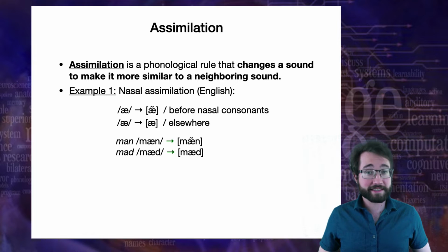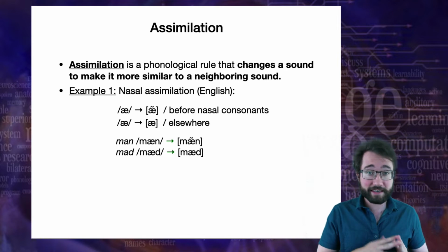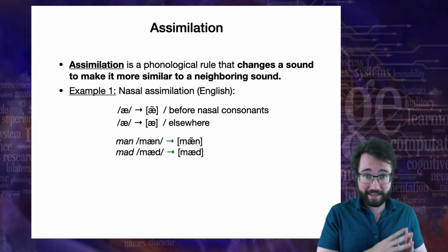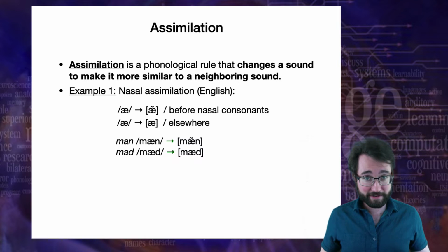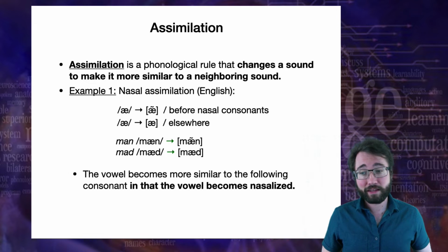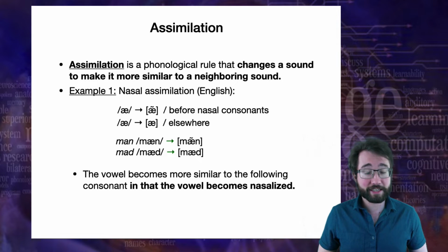Underlyingly, phonemically, it's the same vowel. It's always an a. The difference between nasal and unnasalized a in English is not contrastive. So underlyingly, we have the same phonemes, but these are expressed as different sounds. The vowel is becoming more similar to the following consonant in that the vowel is becoming nasalized. You can think about this as a kind of spreading.